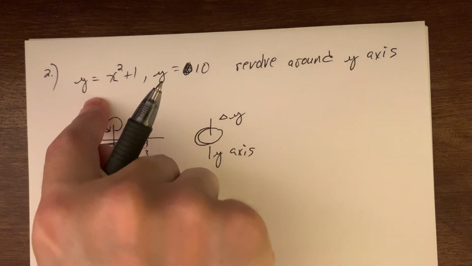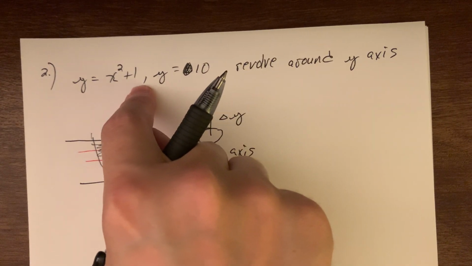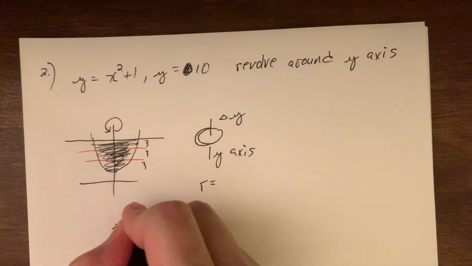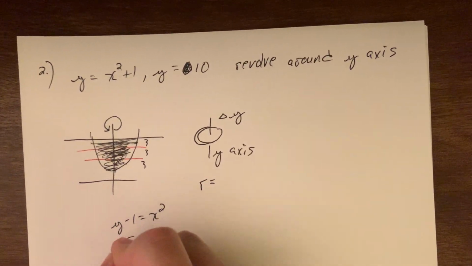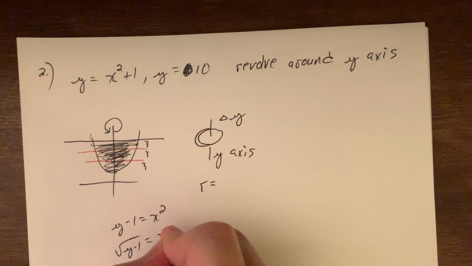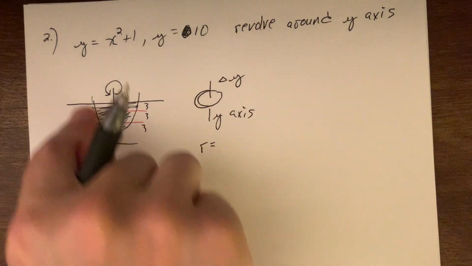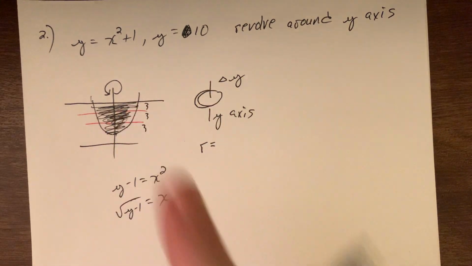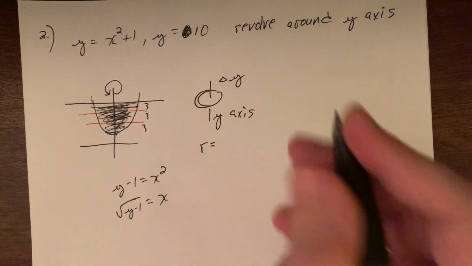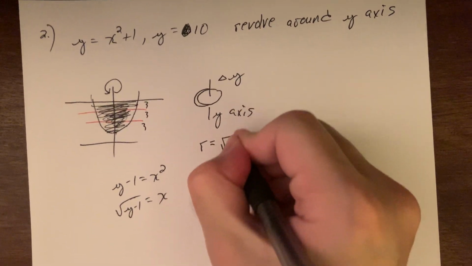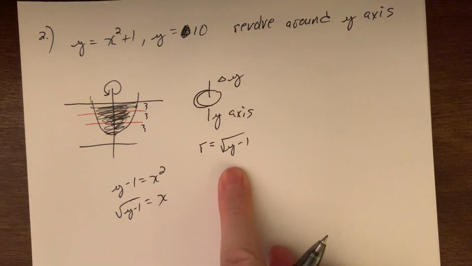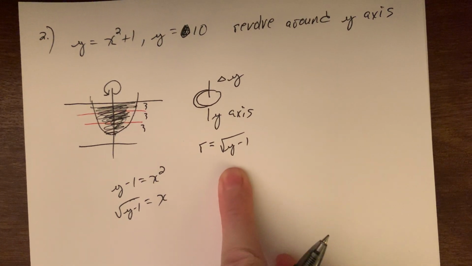So this was originally given y equals x squared plus 1. So I would have y minus 1 equals x squared, and the square root of that would give me x. Technically, I'd have a plus or minus. The minus is this piece, the plus is this piece. Doesn't matter, you're going to square it on the next line anyway. So in this case, r would be the square root of the entire quantity y minus 1.